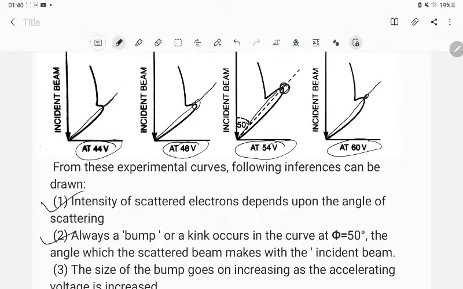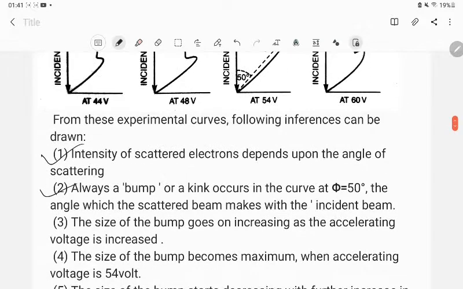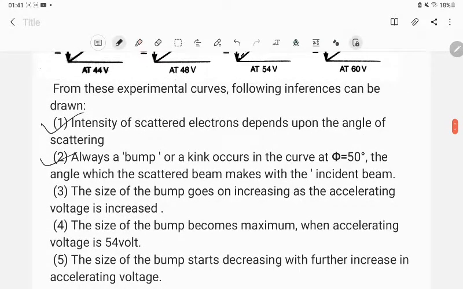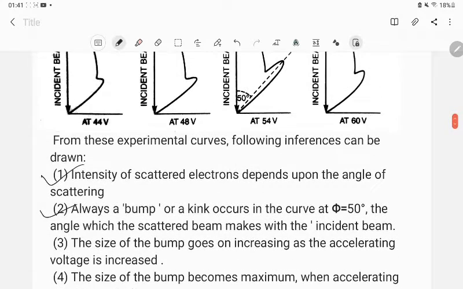So at angle 50 there is always a bump. It was observed that at angle 50 it was always a bump. The size of the bump goes on increasing as the accelerating voltage is increased. So when the voltage is increased, even the size of the bump also increases.